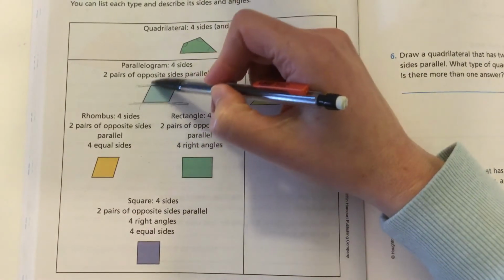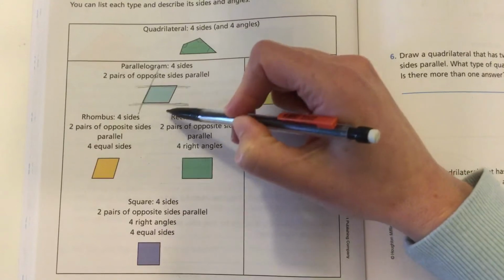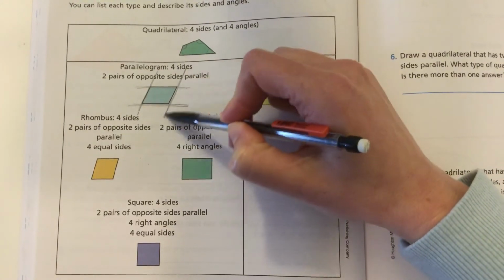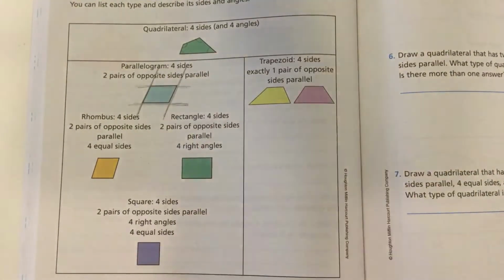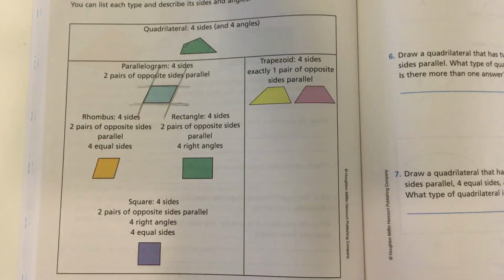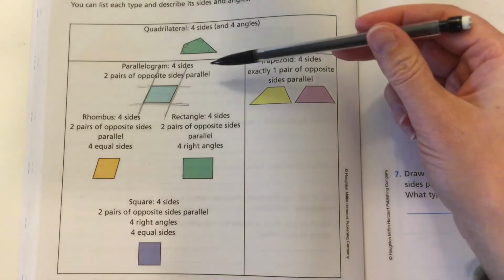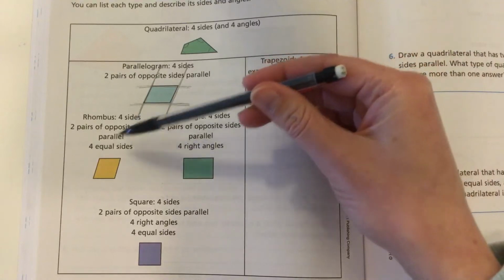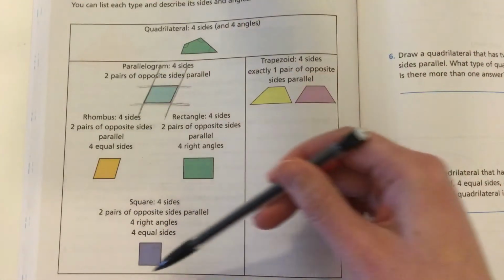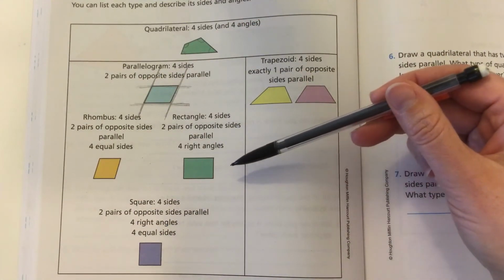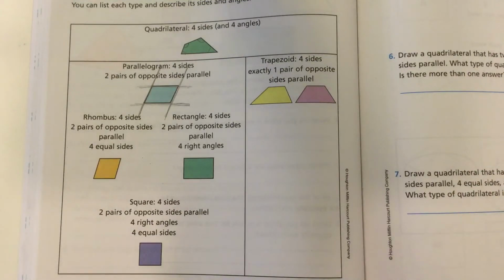So that's 1 pair. Think about a pair of shoes. There's 2 shoes in 1 pair of shoes, just like there's 2 lines in 1 pair of lines. Okay, the reason they put parallelogram at the top is because every shape underneath here is also a parallelogram, but it has a more specific name. It has a more picky name.